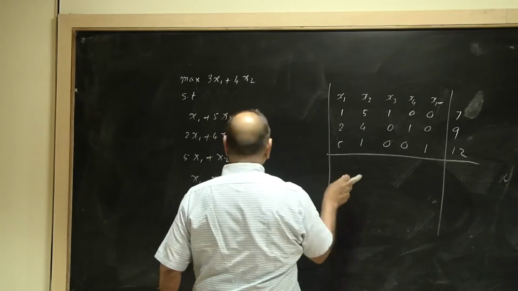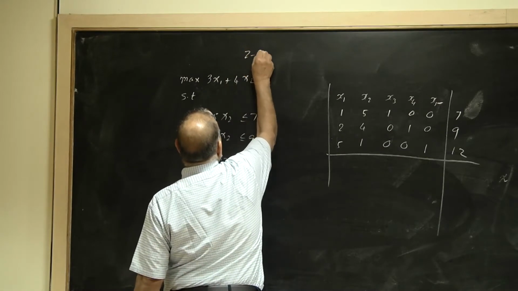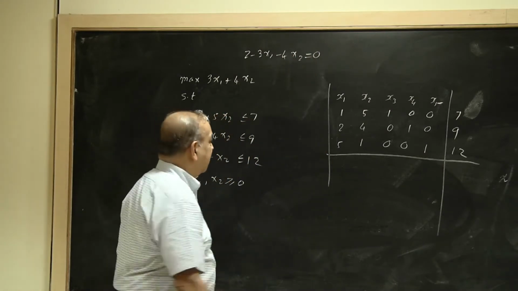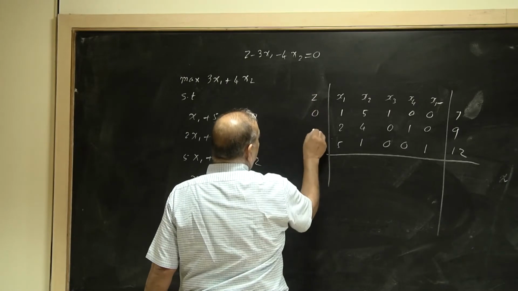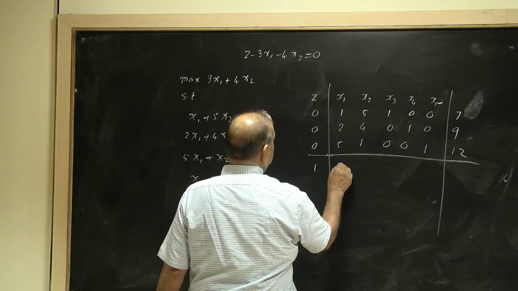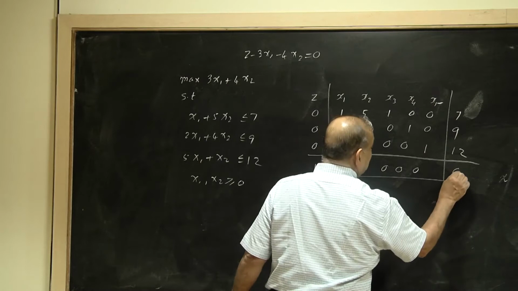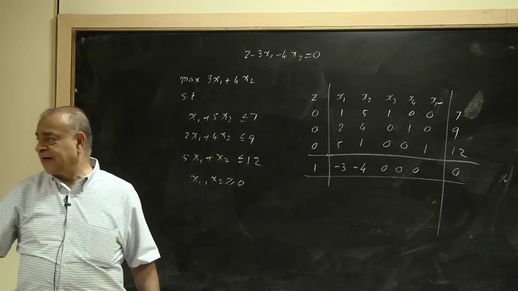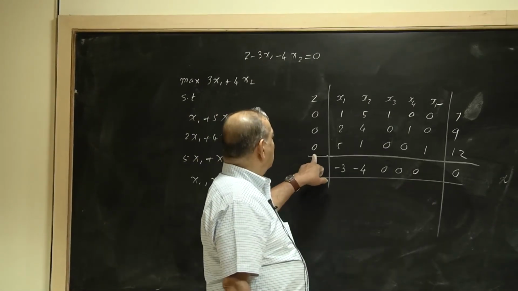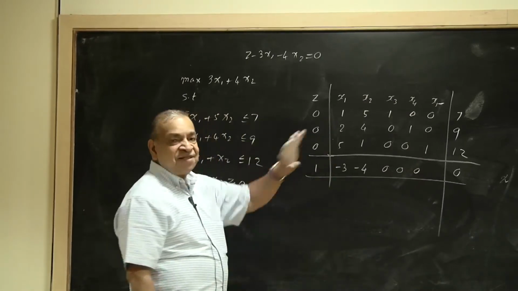And this one you write as z. This equation you write as z minus 3x1 minus 4x2 equals 0. You follow me? Here you put z as a variable: 0, 0, 0, 1, minus 3, minus 4, 0, 0, 0, 0. So this represents z minus 3x1 minus 4x2 is 0, and 5x1 plus x2 plus x5 is 12, etc. It is the same thing written in this form.